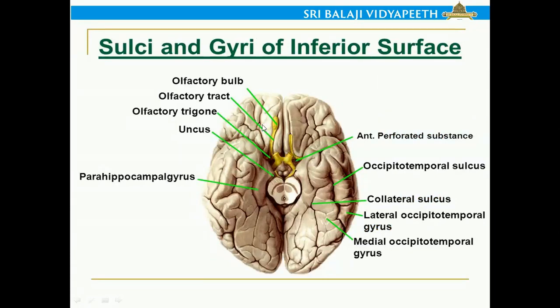On the inferior surface, the first thing you find is the olfactory bulb and the olfactory tract that carries the olfactory sensation. Then you also have the olfactory trigone, the uncus, the parahippocampal gyrus, the anterior perforated substance, the occipitotemporal sulcus, the collateral sulcus, the lateral occipitotemporal gyrus, and the medial occipitotemporal gyrus. These are all the sulci and gyri seen on the inferior surface of the brain.